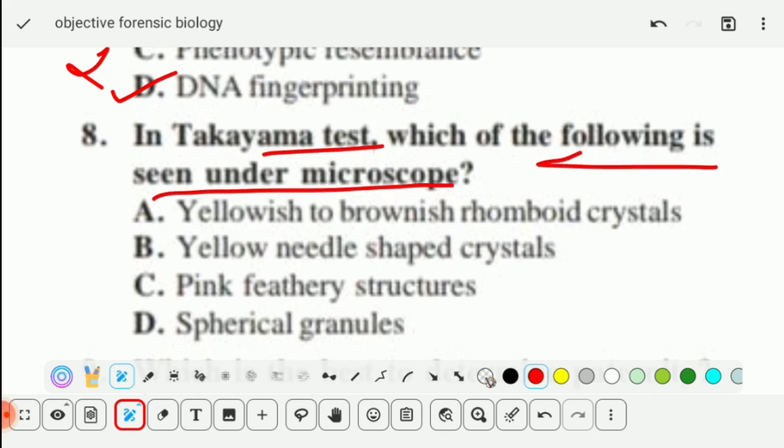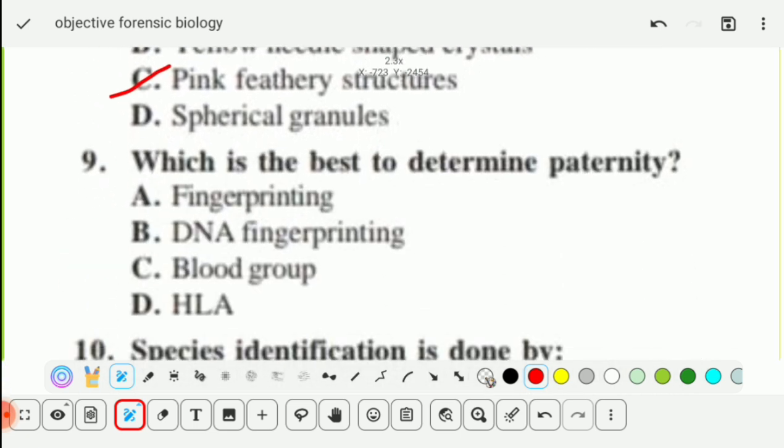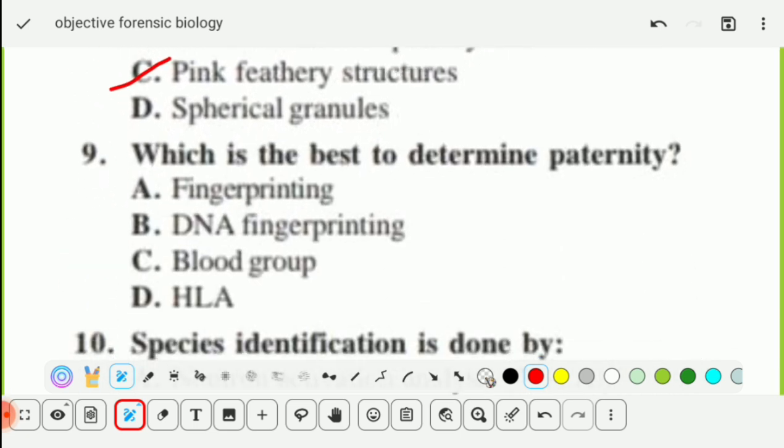In the Takayama test, which of the following is seen under the microscope? As I have explained to you, Takayama is a confirmatory test. It is done for blood. So the answer is pink feathery crystals. Pink feathery crystals indicate that the fluid you were performing the test on is blood.